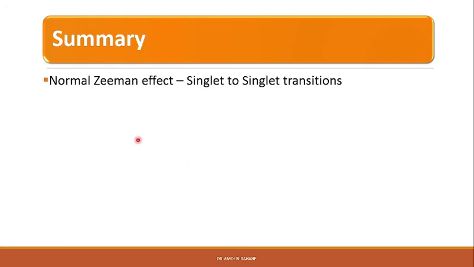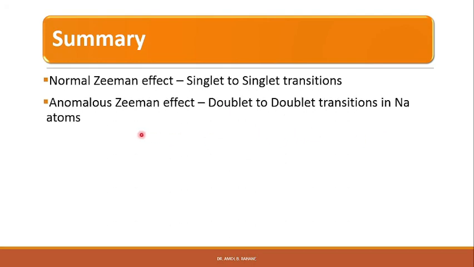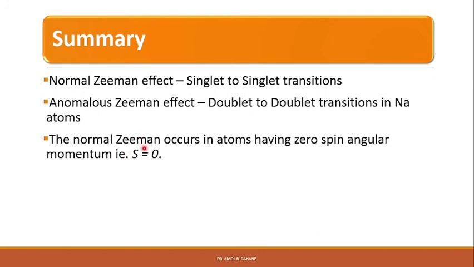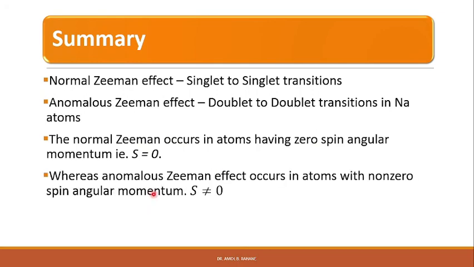So in summary, we have studied the normal Zeeman effect, which arises due to singlet to singlet transitions, and we have also studied the anomalous Zeeman effect, which occurs for doublet transitions in the sodium atom. The normal Zeeman effect occurs in atoms having zero spin angular momentum, that is S equal to 0, whereas the anomalous Zeeman effect occurs in atoms with non-zero spin angular momentum, that is S is non-zero.